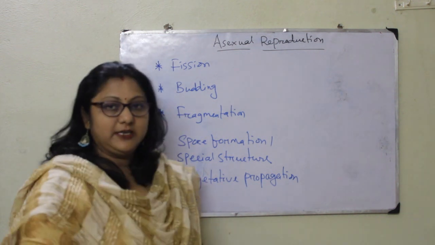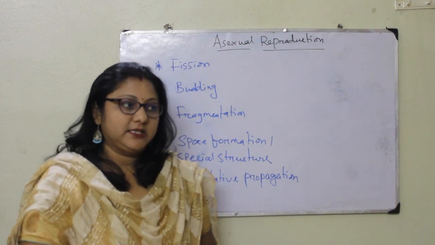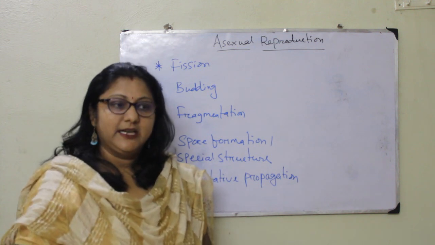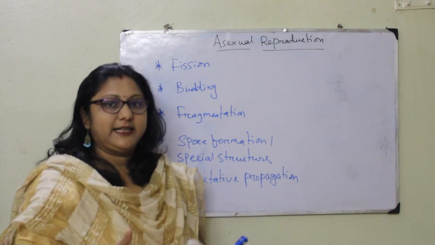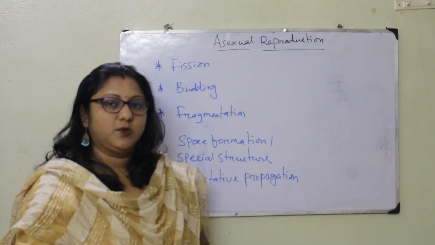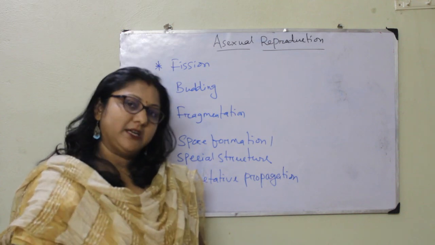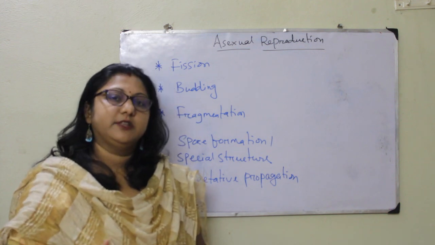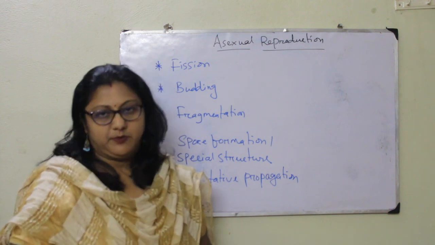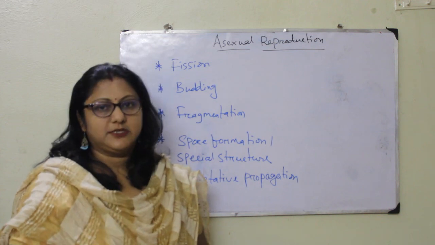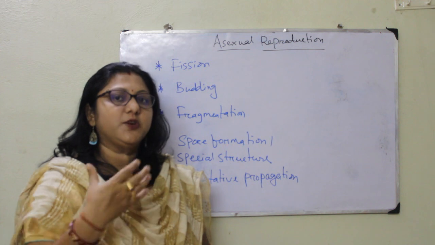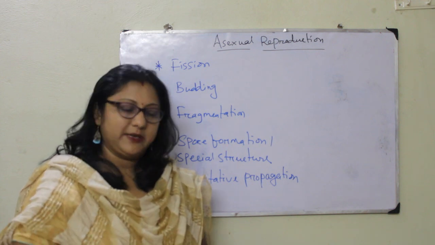So the first one is fission. All these you have already studied in class 10, but the details will be less in class 10. So a little more details here, but according to the board, this chapter is not so important for the long answers, 5-mark answers. So 1 mark and 2 mark questions are asked from this chapter. So we will just briefly go through this asexual reproduction.